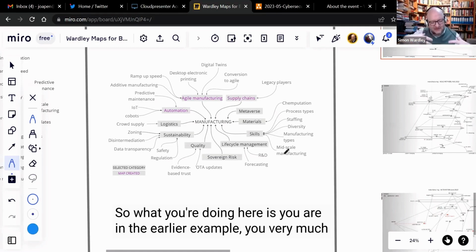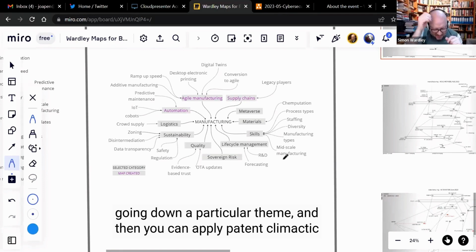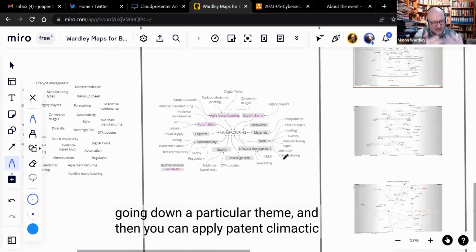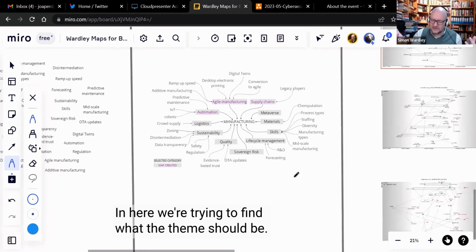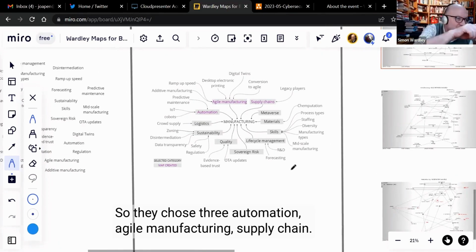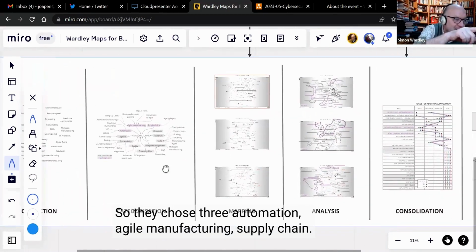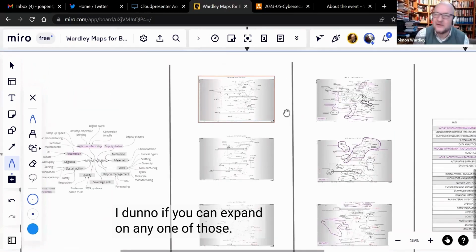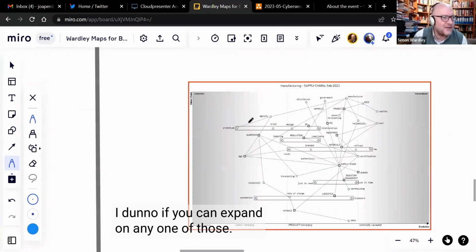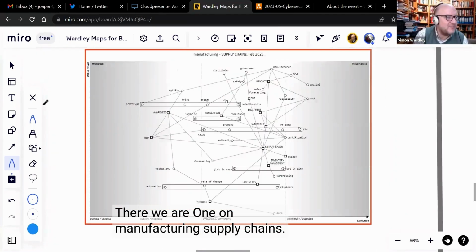So what you're doing here is in the earlier example, you're very much going down a particular theme, and then you can apply climatic patterns and have that discussion. In here, we're trying to find what the theme should be. So they chose 3: automation, agile manufacturing, supply chain. Then they went into the process of mapping those out. I don't know if you can expand on any one of those. There we are, the one on manufacturing supply chains.